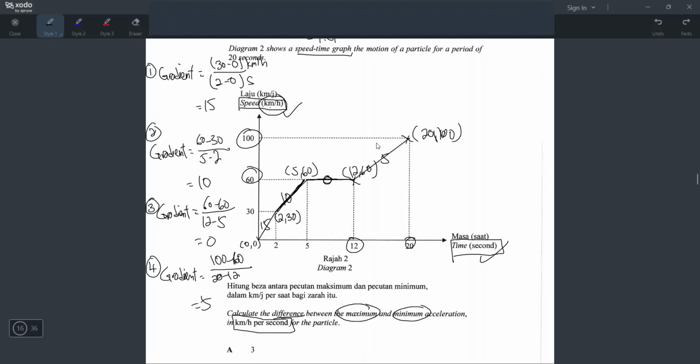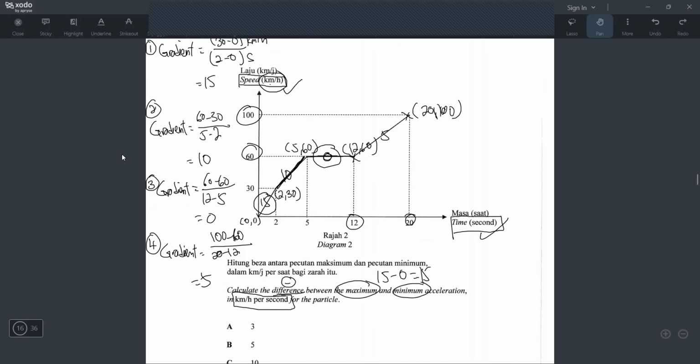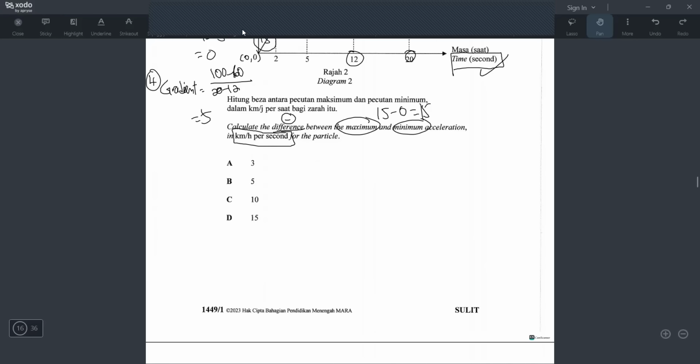Now I can find the difference. Difference means I have to take big minus small, the maximum minus the minimum. So, of these four answers, which one is the maximum acceleration? 15. And what is the minimum acceleration? 0. So if you take 15 minus 0, you will get the difference. The answer is 15, because 15 minus 0 is 15. So A, B, C, D, is there an answer 15? Yes. So that is the answer.